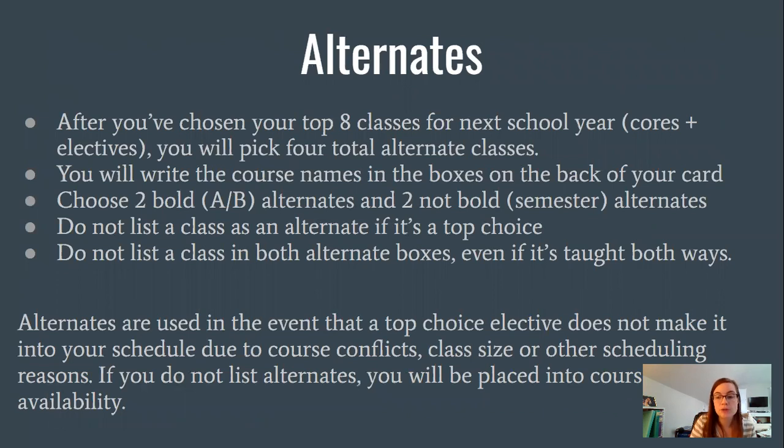Alternates, we do need 2 of each kind. We need 2 A-Day, B-Day, and 2 semester long. Even if you're choosing less than 8 classes, we do need to have some backups just in case your top choices do not work out.